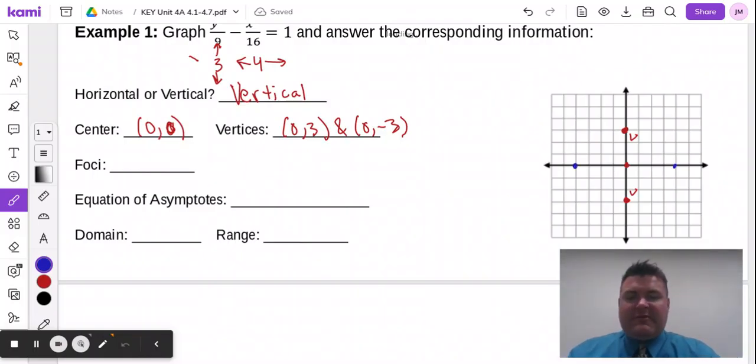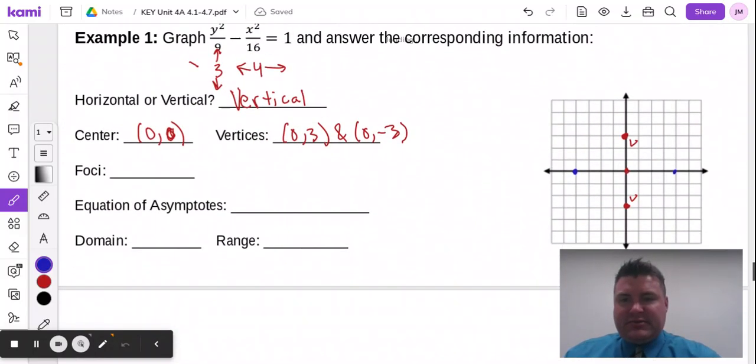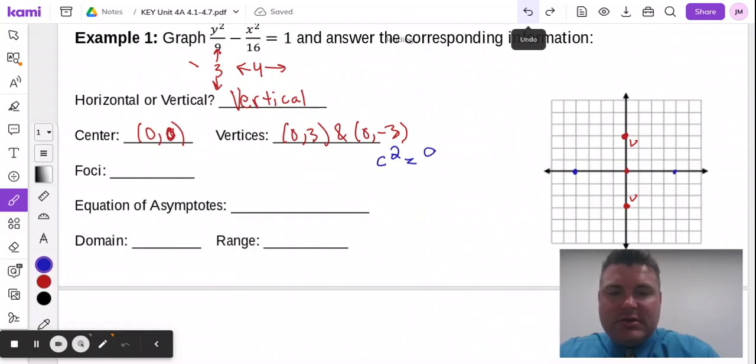Okay. Foci. For the foci, you're going to add the a squared and b squared together. So if I add those together, I'm going to get c squared. It's 9 plus 16, so now we're adding these together, which gives me c equal to 5.